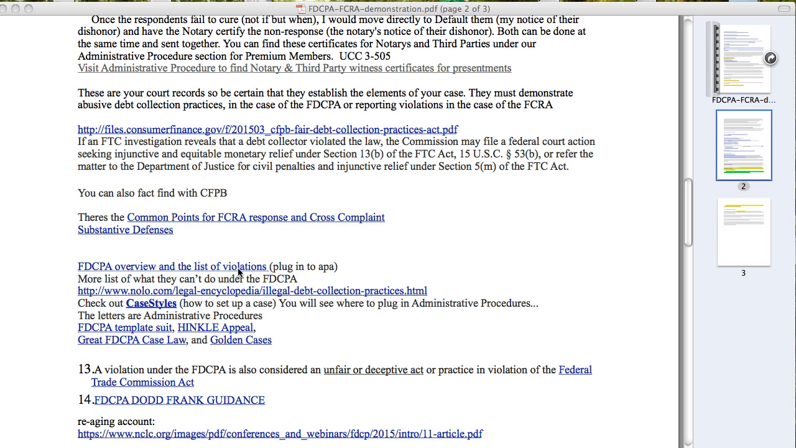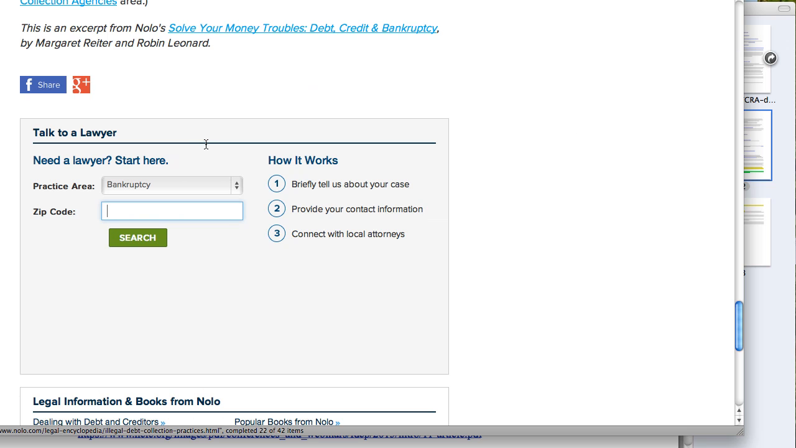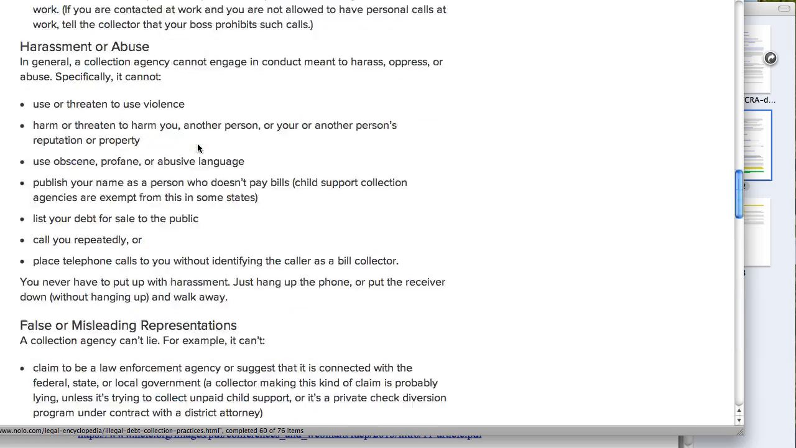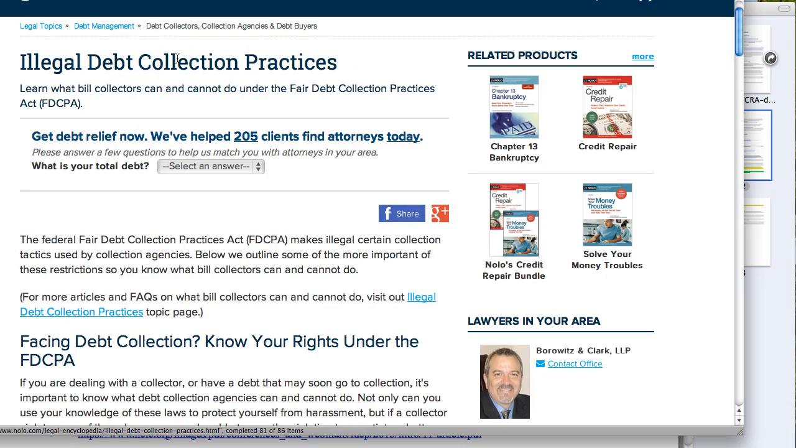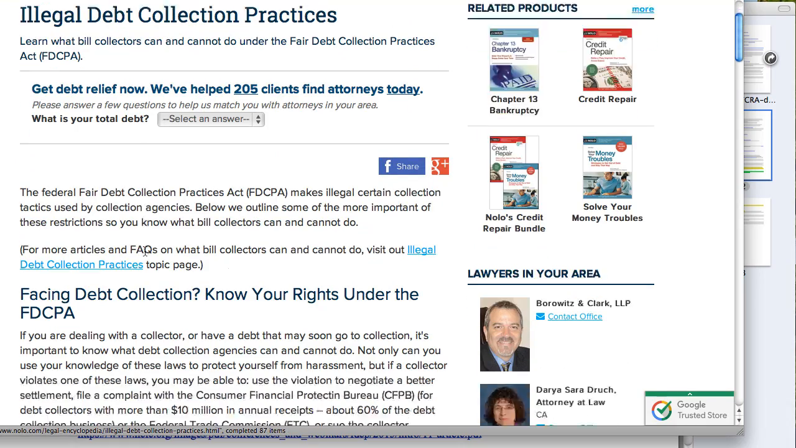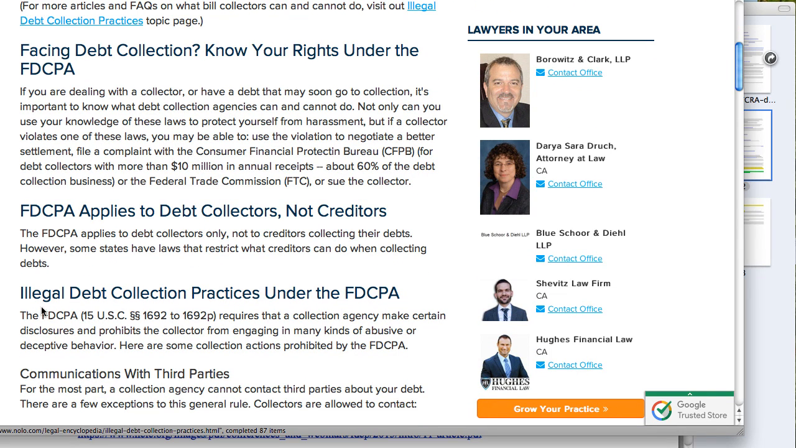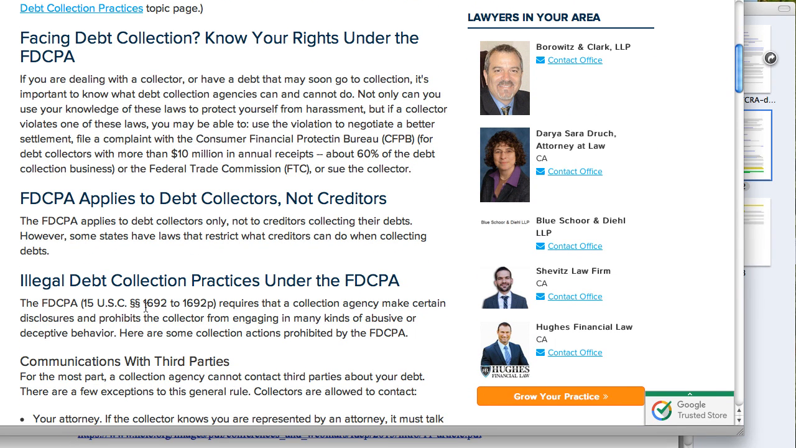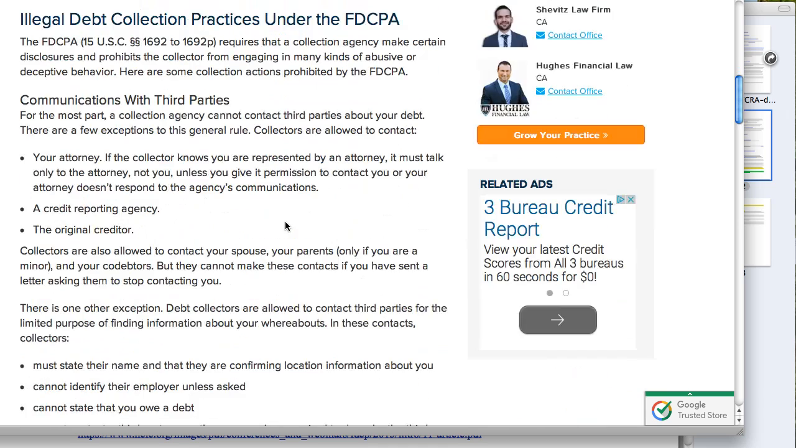But now, when you get into the Fair Credit Reporting Act, let me show you, by the way, here's another list. That was a list right here. That was the overview. We just looked at this. Here's a whole other list. It's from somebody's website, but it's good. Illegal debt collection practices. Same thing. 15 U.S.C. 1692. They're dealing with the Fair Debt Collection Practices Act.